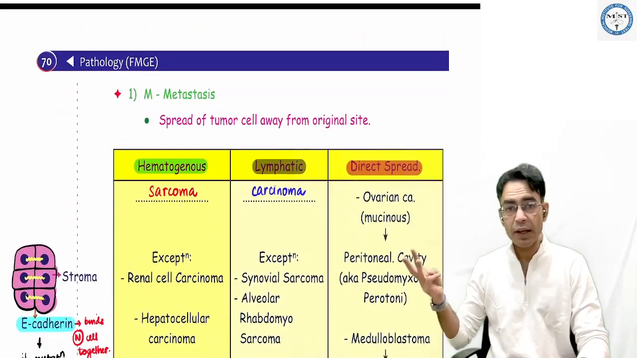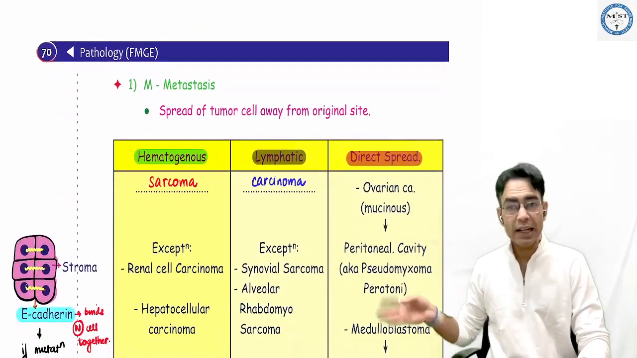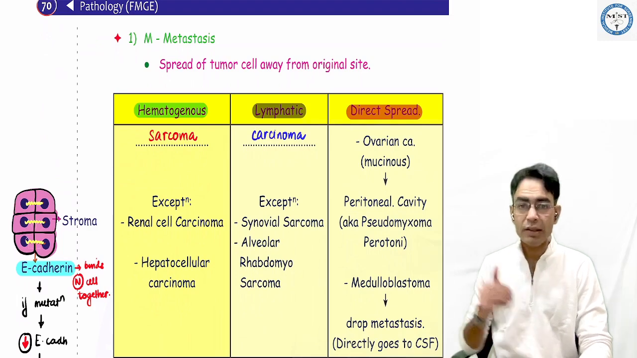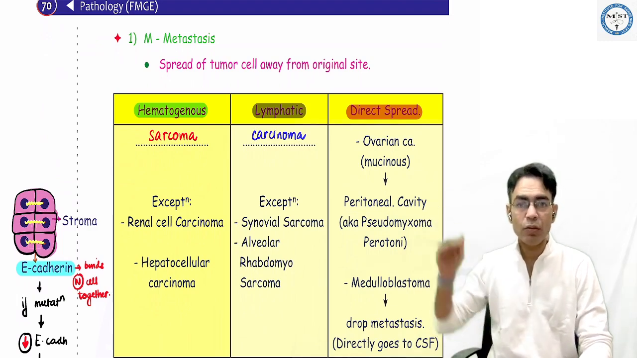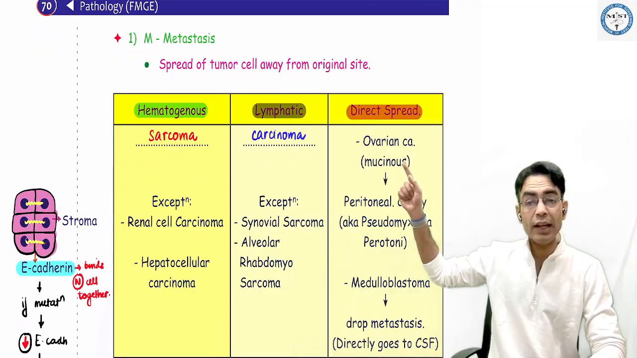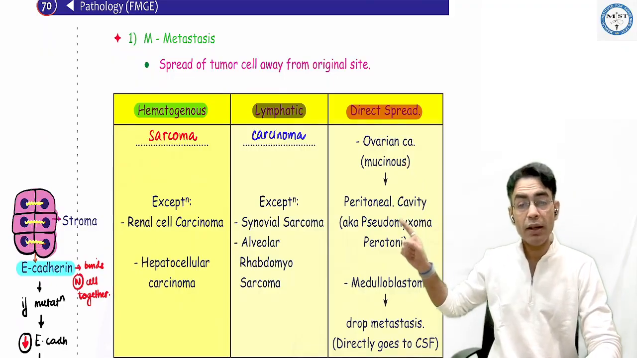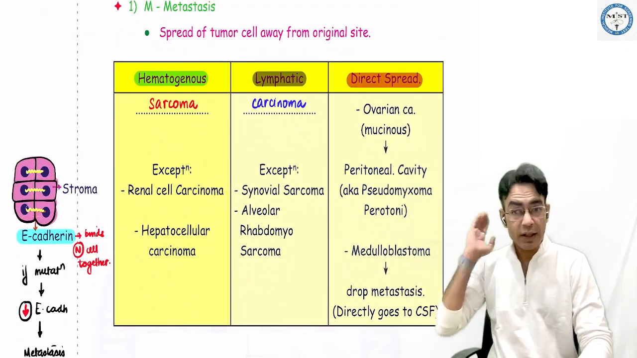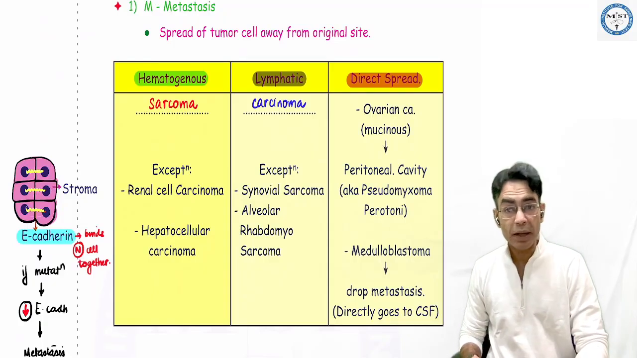is metastasis, three ways: hematogenous, lymphatic, and direct spread. Hematogenous sarcomas, lymphatic carcinomas, and direct spread, very dangerous cancers like mucinous ovarian cancer, called pseudomyxoma peritonei, into the peritoneal cavity, and medulloblastoma directly moves into the CSF, called drop mets.